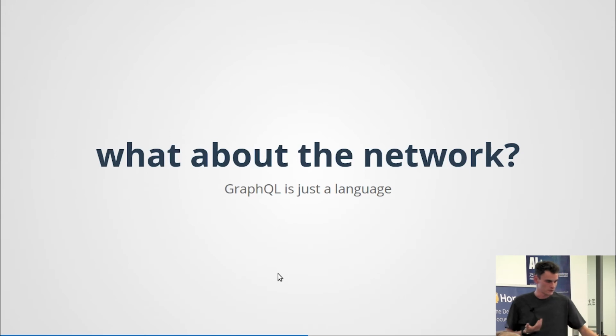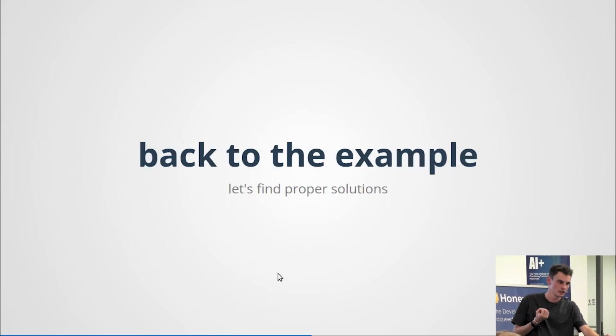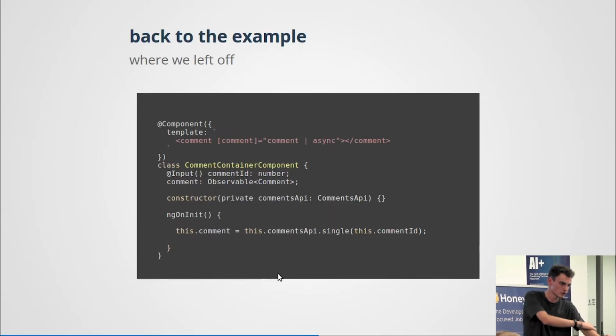Because GraphQL is just a language, we need something to manage the network. And let's go back to the example to find a proper solution. So this is where we left off. We've got something like this right now. And this is a container, so it fetches the actual comment. And by the way, this is a comment container. So at first you get the list of IDs.